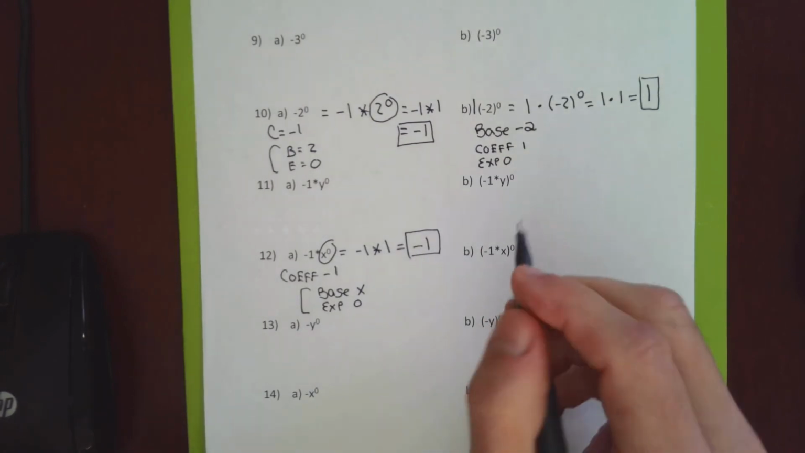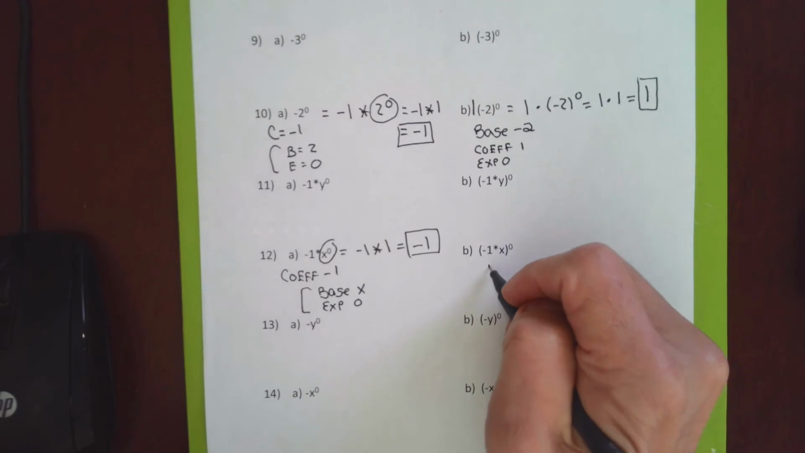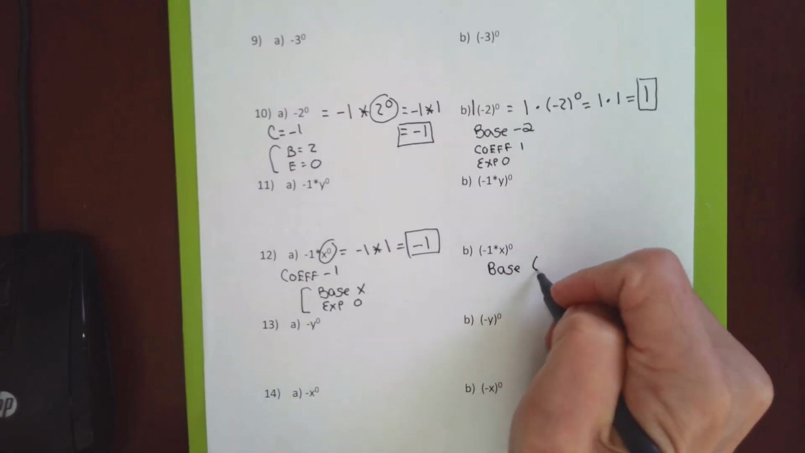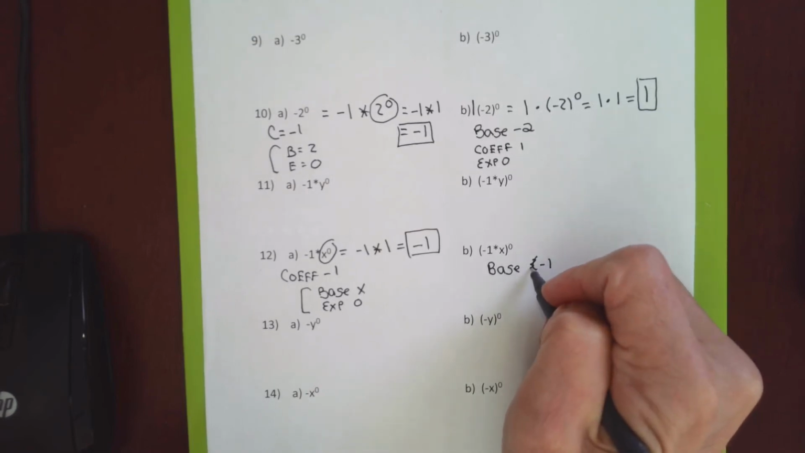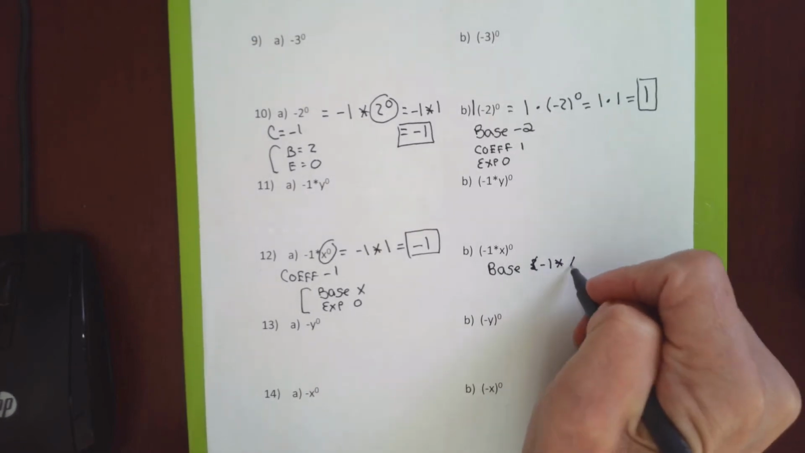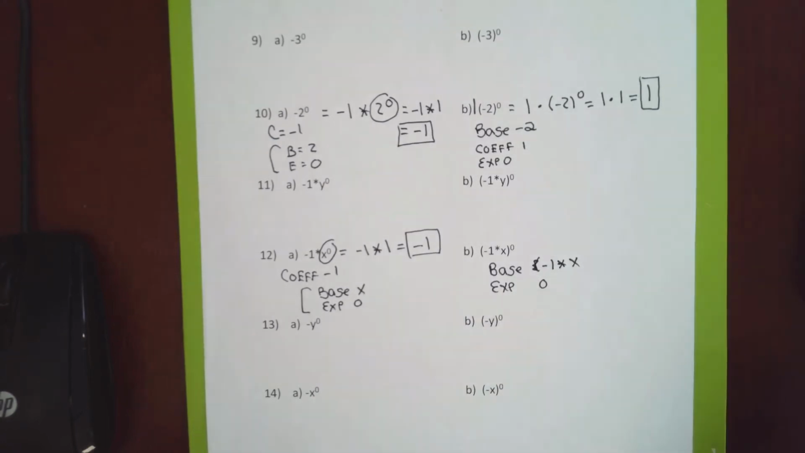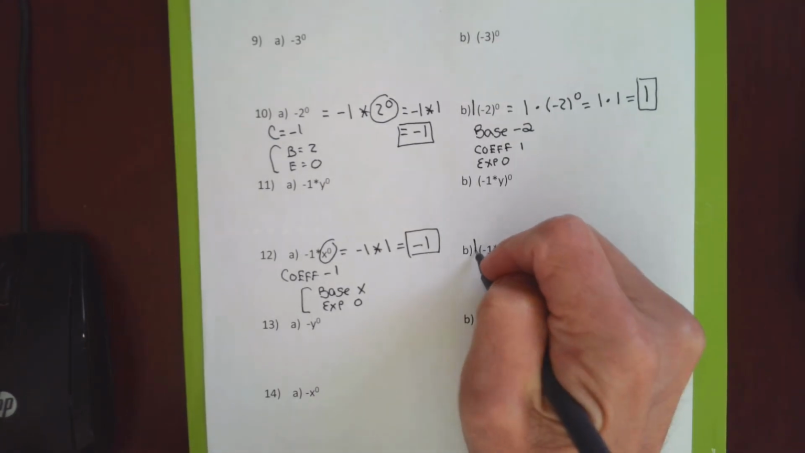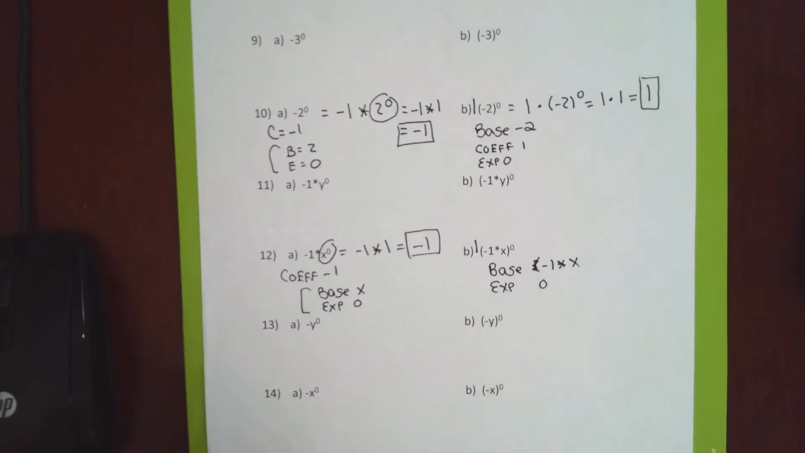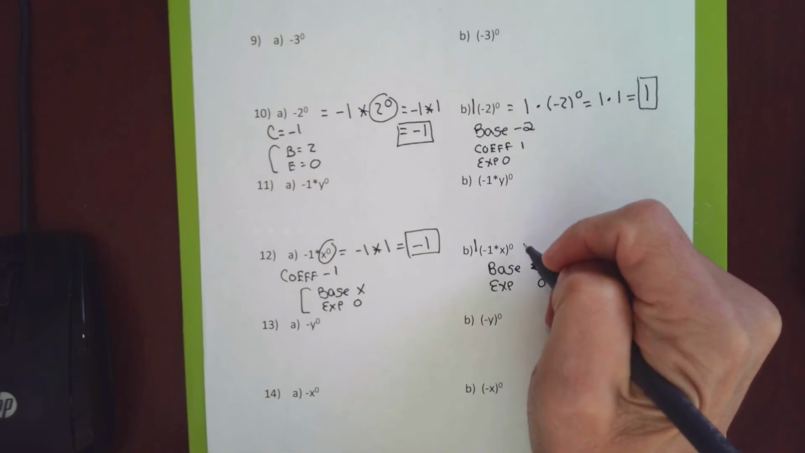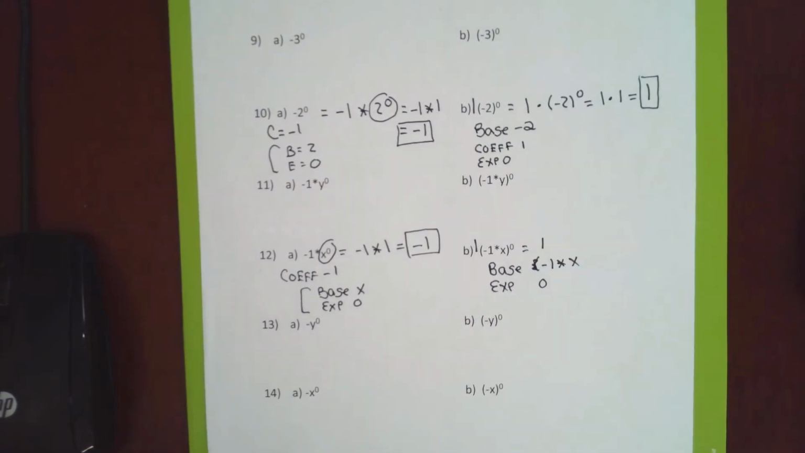For part B, this is just simply a base to the 0 power. The base is -1, don't need the parentheses, times x. The exponent is 0. There's an implied coefficient of 1. I don't really need to think of that. Just a generic base to the 0 exponent without a coefficient written is equal to 1.